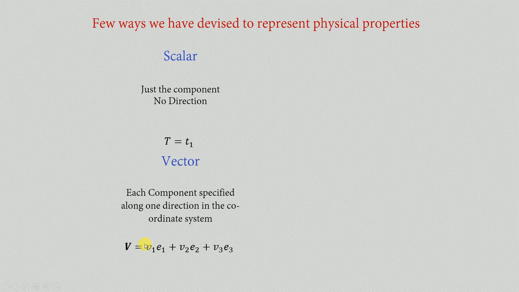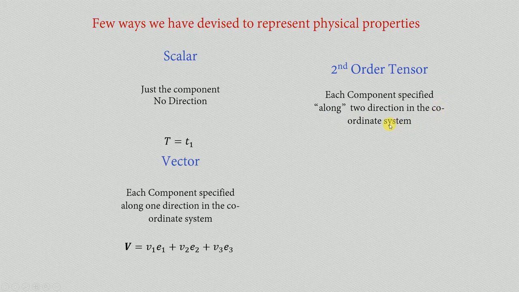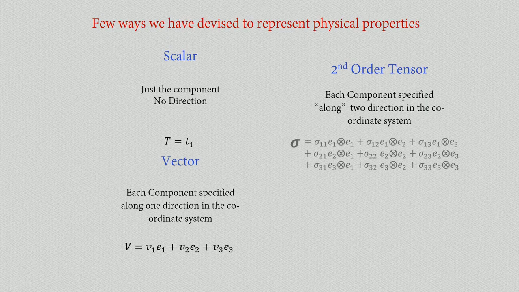Now we introduce a new way of representing, superior to scalar and vector. This is called the second order tensor, and each component of the second order tensor is specified along two directions in a specific coordinate system. What is a two direction? We know how to move in one direction. How can you move in two directions simultaneously? You can't imagine it. It's very difficult to grasp this physically, but for the time being let us call this a dyadic direction.